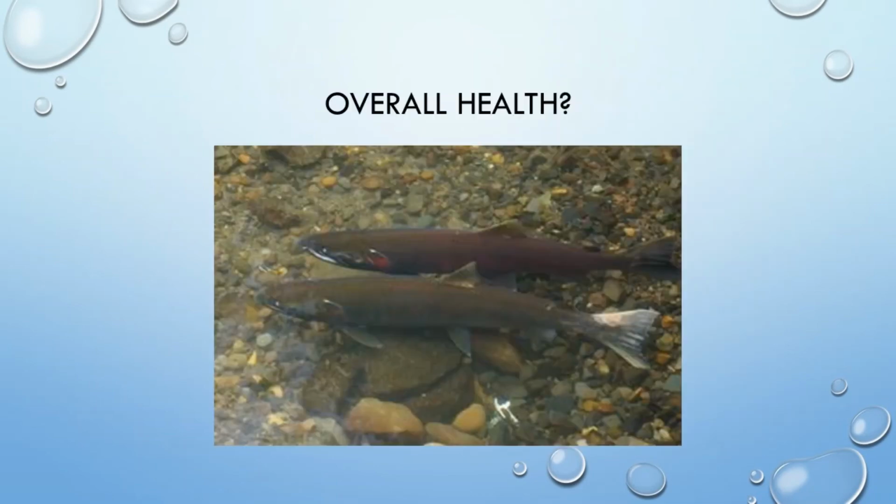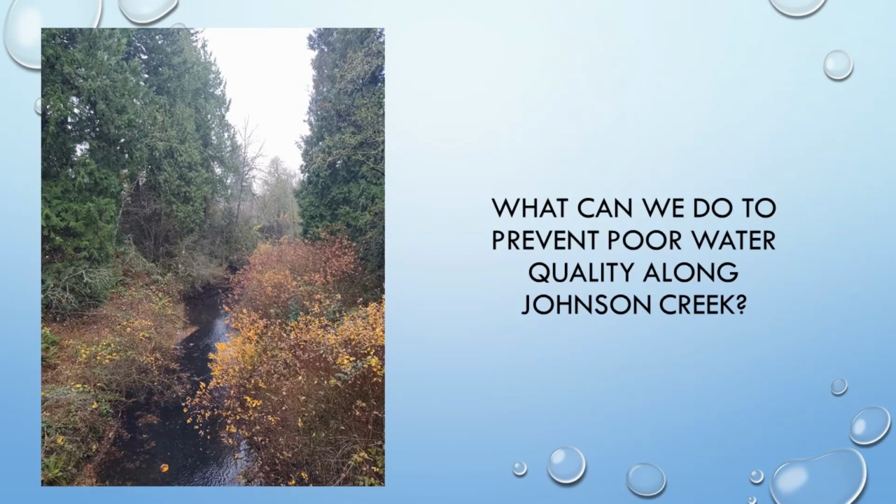So overall, what is the health of Johnson Creek at Johnson Creek Park? I would say pretty good. All the readings were in fairly good ranges and definitely could host salmon. But of course, not all areas along Johnson Creek have this grade of water quality. So what can we do to improve it in these spots?